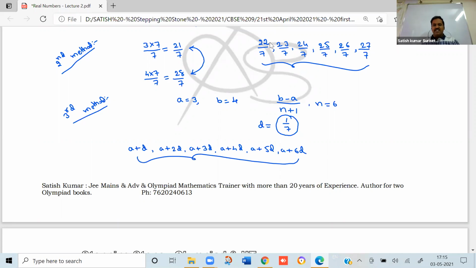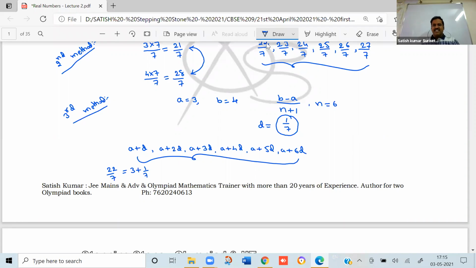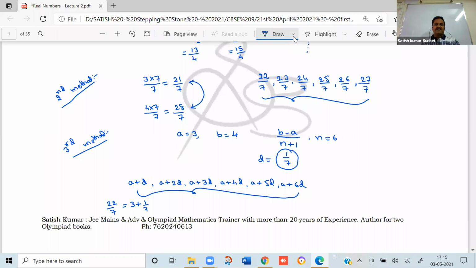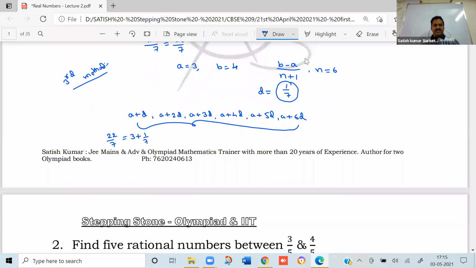So the first one will be 3 plus 1 by 7. What is this equal to? 21 plus 1, so 22 by 7. Check, is it the same as here also? So 22 by 7 only. In the same manner, you can calculate the remaining, and try to calculate and write the numbers.